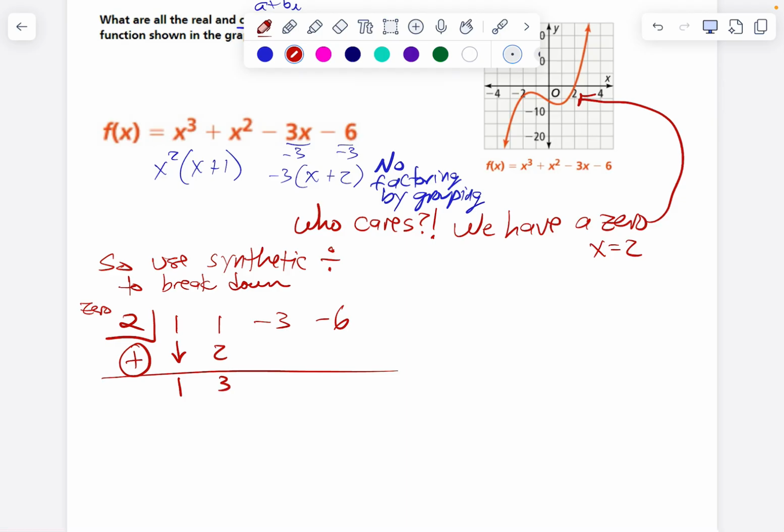What should we expect, by the way, at the end of this? We better have a 0 remainder or something went wrong, right? Because we already know that 2 is a 0. It was shown in the graph. Okay? Anyway, just reminding you. So 2 times 3 is 6. Negative 3 plus 6 is 3. 2 times 3 is positive 6. And we do indeed get 0. Okay. Everybody good so far? We're going to use this a whole bunch. All right, so this is now x squared plus 3x plus 3.